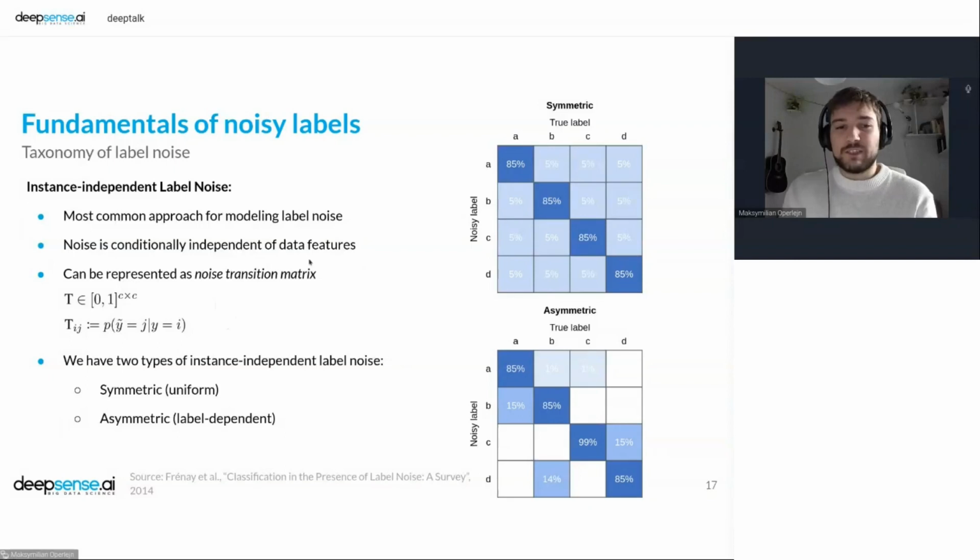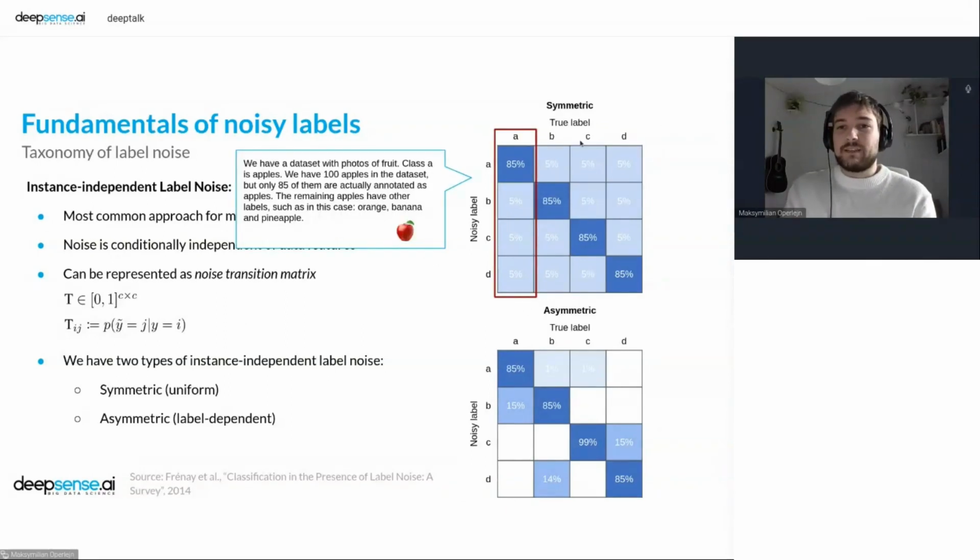I would like to present you the noise transition matrix, which represents the noise in the form of a matrix. So here we got a symmetric one. Basically, the noise transition matrix is conditioned by the probability of the true label i being flipped into a corrupted label j. So, for example, here we got a true label A. Let's imagine it is an apple. We have 100 apples in the dataset, but only 85 of them are actually annotated as apples. So here, as you can see, we got 85% of well labeled data.